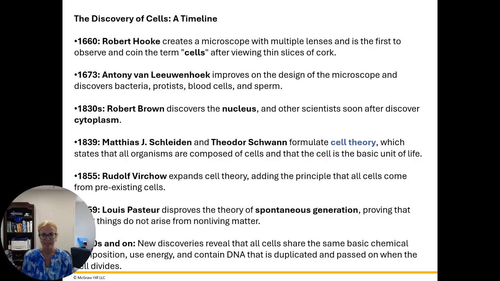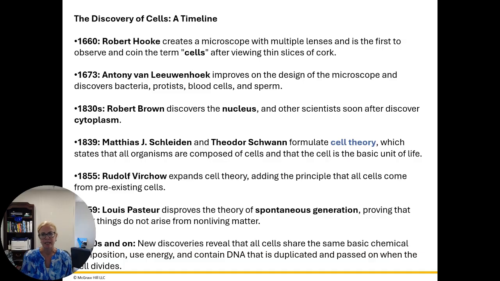Leeuwenhoek in 1673 improved on that design and he was able to see even smaller things, such as large bacteria, some protists, which are single-celled organisms, blood cells, which tend to be a little bit larger, especially white blood cells, and sperm. And then we don't really have a whole lot of discoveries until the 1830s. Robert Brown discovered the nucleus, and shortly after that, other scientists went on to discover the cytoplasm. So now we're starting to see that there are things inside a cell. It's not just a little bubbly looking thing anymore. It's now something that has some smaller components.